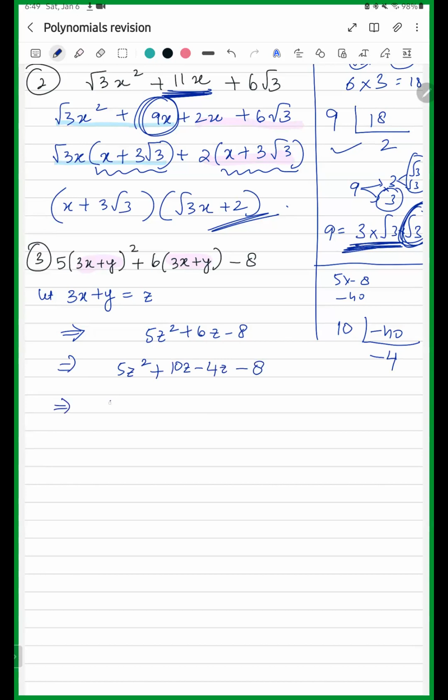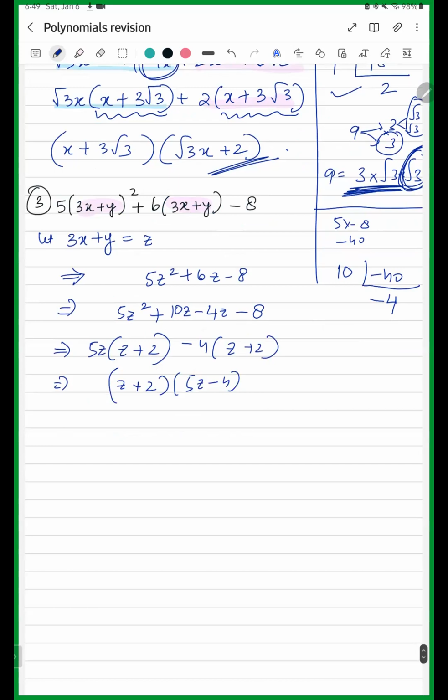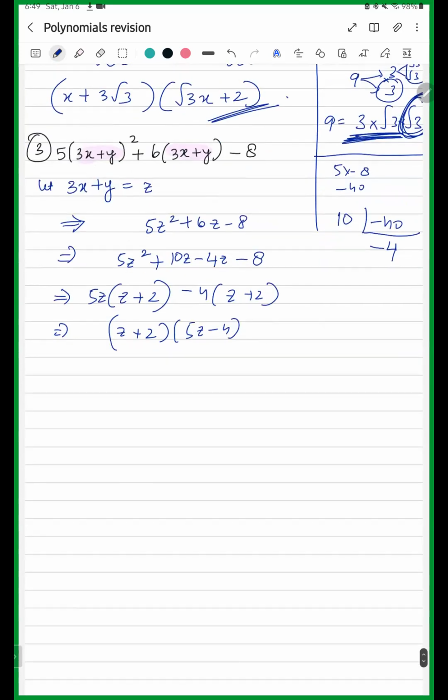So now we start taking things common. So 5z we can take as common, and in the bracket we are left with z plus 2, minus 4 times z plus 2. So this becomes z plus 2 bracket 5z minus 4. This is the factorization, but it's not the final answer yet, because in our original question there was nothing called z. So we have to replace the z with 3x plus y. What is z? Z is 3x plus y. So over here, replace it with 3x plus y.